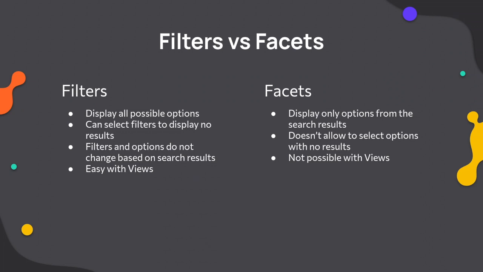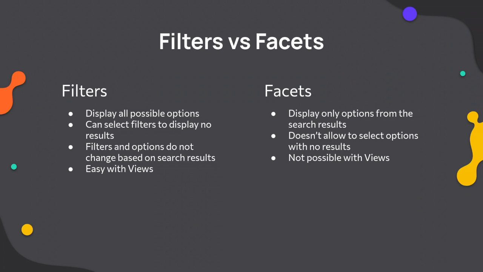But when we're talking about filters, they display all the possible options for search. They're not dependent on the search results. So if you're using a taxonomy, it's going to list every term in that vocabulary instead of just the terms that are relevant to the search results on the page right now. You can select filters to display no results, right? So you could filter yourself down to a combination that has no content for the results, and that's just a bad experience. Filter options don't change based on the search results.